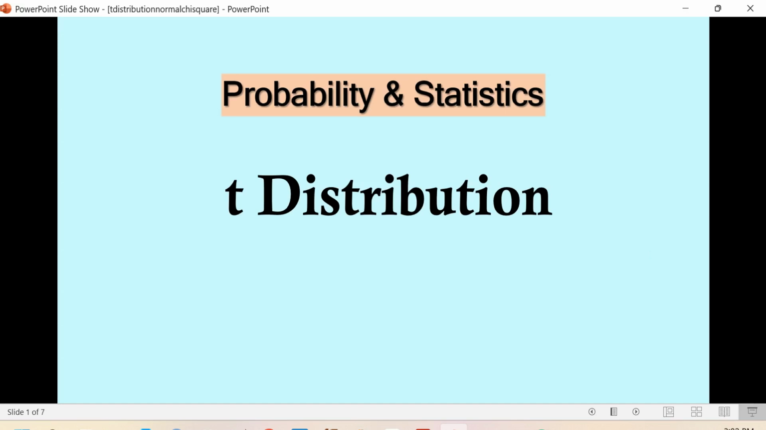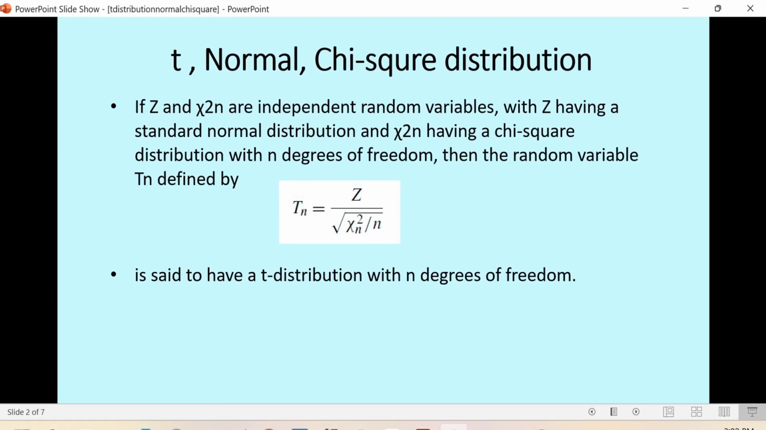Hello, in this video we will talk about the t-distribution. The t-distribution is connected with the normal and chi-square distributions.